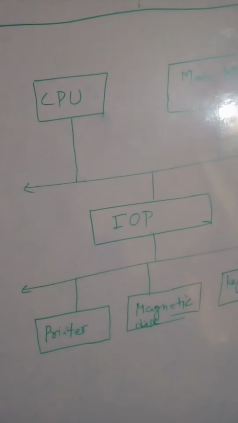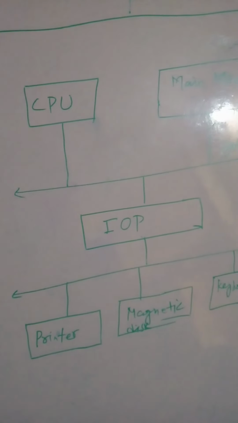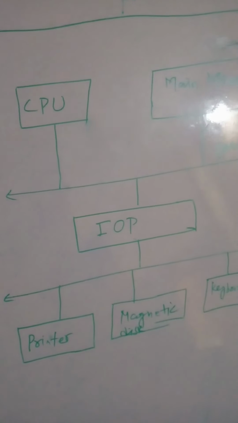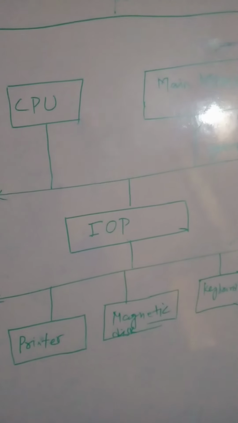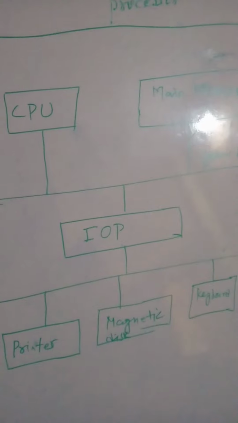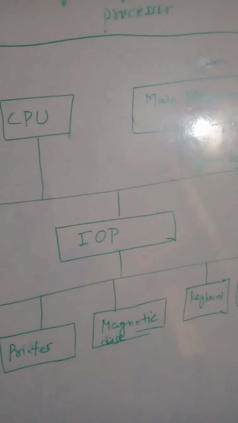Now, the input-output processor is a specialized processor which loads and stores data into memory along with the execution of IO instruction. It acts as an interface between system and devices. It involves a sequence of events to executing IO operation and then store the results into the memory.